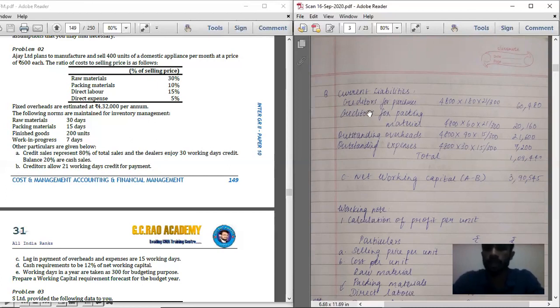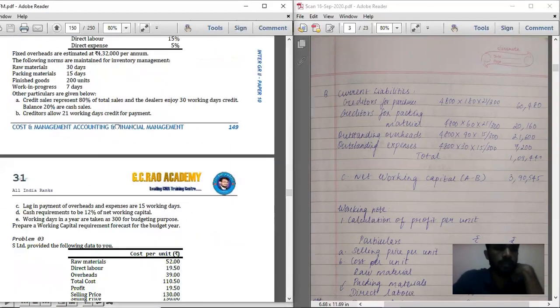So below creditors for purchases, creditors for packing material. In the calculation column, put 4,800 into the packing material cost per unit, 60. So 4,800 into 60 into 21 days of credit, so 21 divided by 300. In respect of the amount column, put 20,160. So we have finished both materials, packing material and raw material.